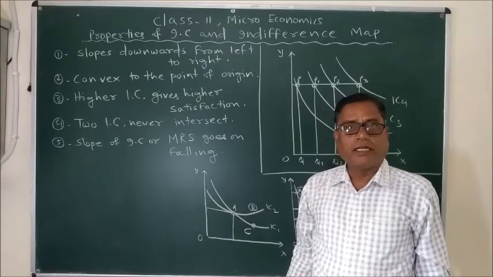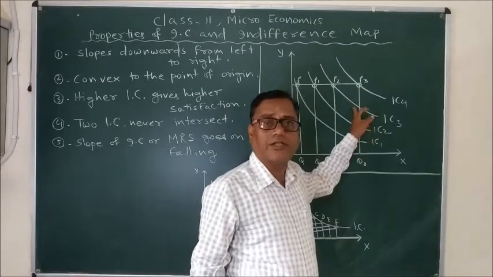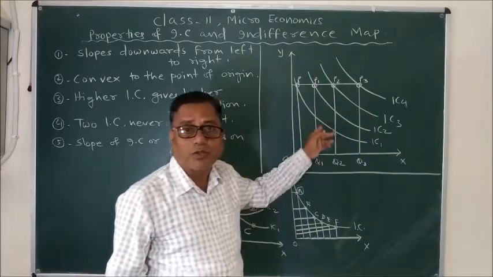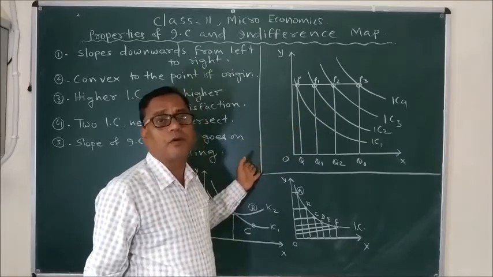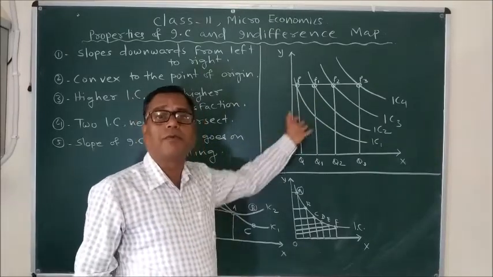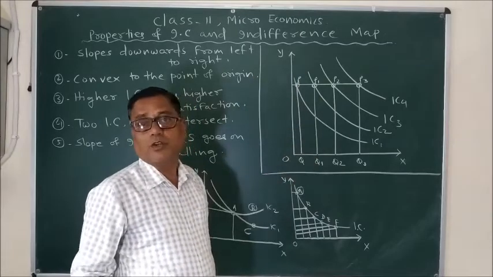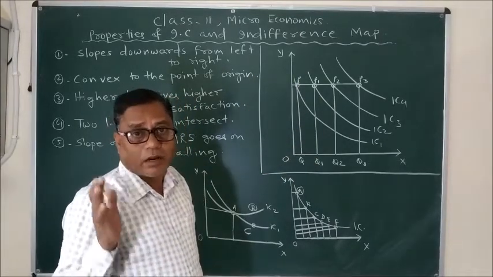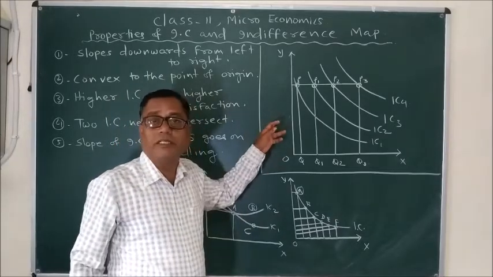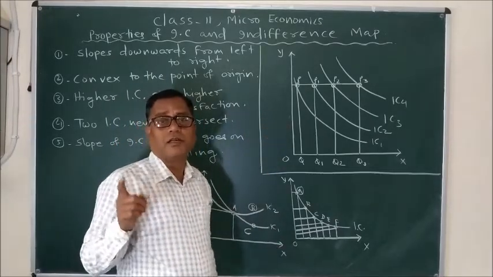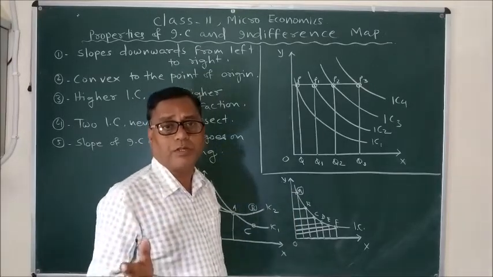indifference curve. And you know the shape of the indifference curve we have already discussed, that it is convex to the point of origin. That means the curve is protruding towards the point of origin, not away from the point of origin. That is convexity. And also we have discussed the reason behind the convexity of the indifference curve, that is the diminishing marginal rate of substitution.